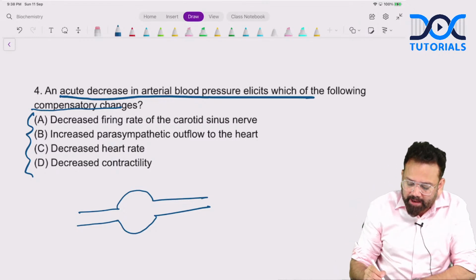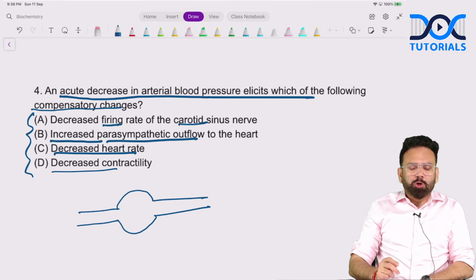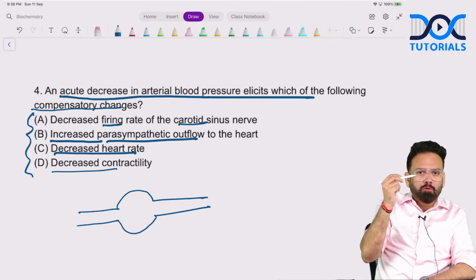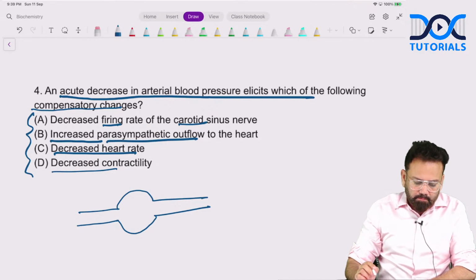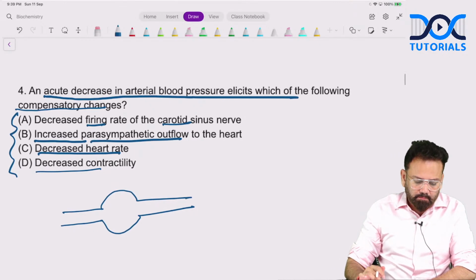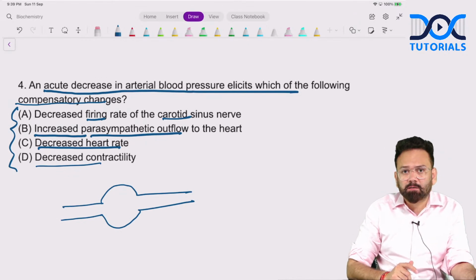There will be decreased firing of the carotid sinus, increased parasympathetic outflow, decreased heart rate or decreased contractility. Do you remember every step I have told you when there is a decrease in the BP? A, D, okay. This is regulation of BP, everyone should answer.